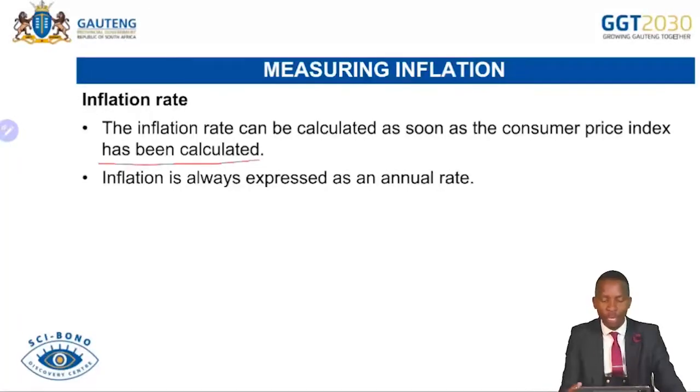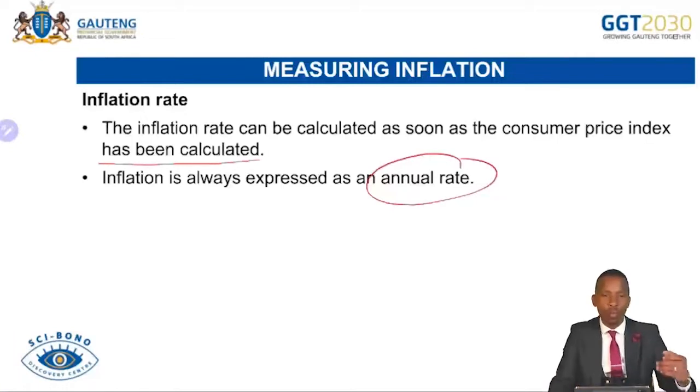Inflation is always expressed as an annual rate. So we normally calculate inflation per year, to say in 2020 we had this kind of inflation rate, 2021 this kind, and also 2022 we have this inflation. They can also calculate it quarterly.